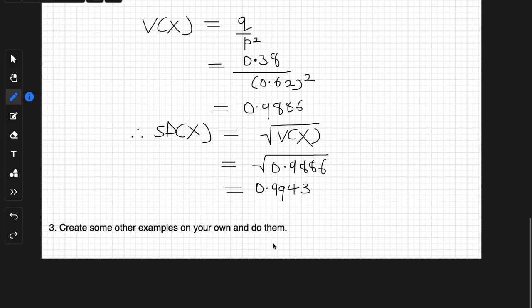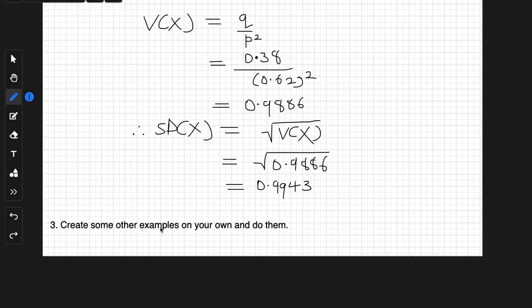All right, at this point, I'll leave you to get some examples. You may do them by creating them yourself or looking for some from maybe your courseware or from the internet or something, and then you can try to solve them.